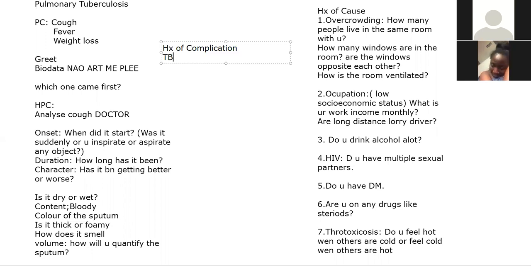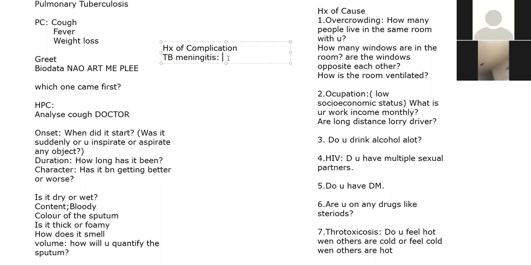TB meningitis. You remember, doctor? Yes, it can cause TB meningitis. So how do you ask the patient about TB meningitis, doctor? Do they have neck rigidity? Neck rigidity, okay. So you want to ask if the patient is having severe headache and seizure. Do you remember in febrile convulsion? It's one of the differentials. Yes, it's one of those things we have to rule out.